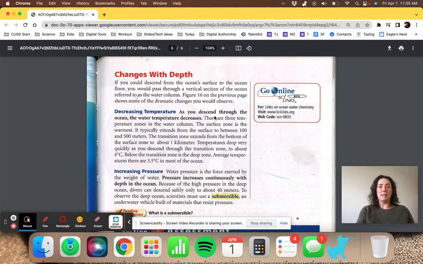Decreasing temperature. As you descend through the ocean, the water temperature decreases. There are 3 temperature zones in the water column. The surface zone is the warmest. It typically extends from the surface to 100 to 500 meters, depending where. Then you have the transition zone, and it extends from the bottom of the surface zone, wherever that might be, to about 1 kilometer. And the temperatures drop very quickly as you go from the surface zone through the transition zone. It gets to about 4 degrees Celsius. Below the transition zone, as we stated, is the deep zone, and the average temperature there is about 3.5 degrees Celsius in most of the ocean.